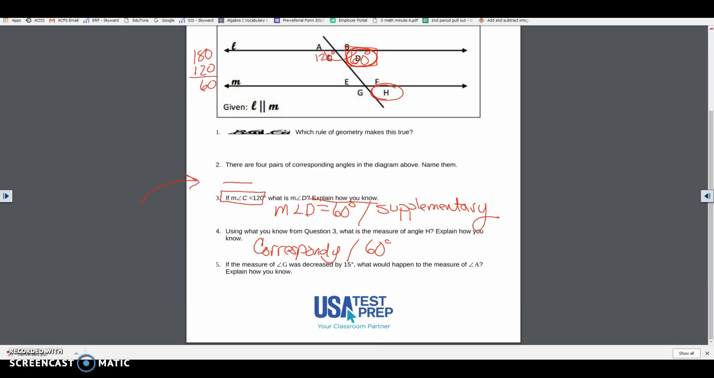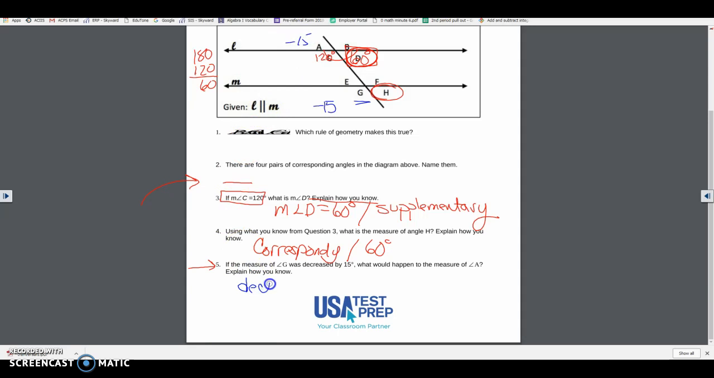Same place, same measure. And so the last question here, number 5, is a little tricky. You have to have a little bit deeper thought and understanding. They're going to tell us if the measure of angle G was decreased by 15. So let's take a look at this. If the measure of angle G, whatever it is, was decreased by 15, which means minus 15, what would happen to the measure of angle A? Angle A will also decrease by 15. Exactly, so it would also decrease by 15.